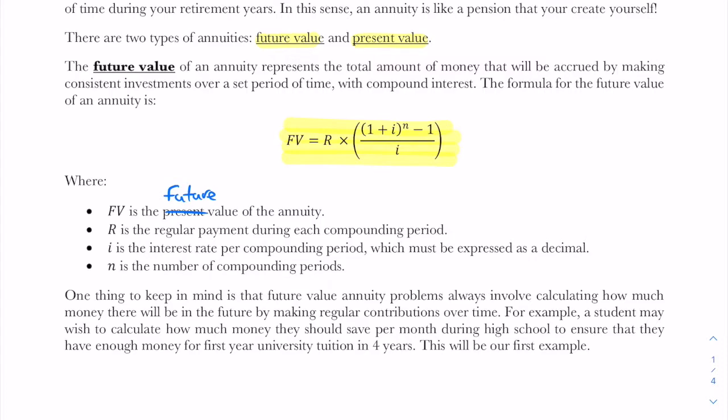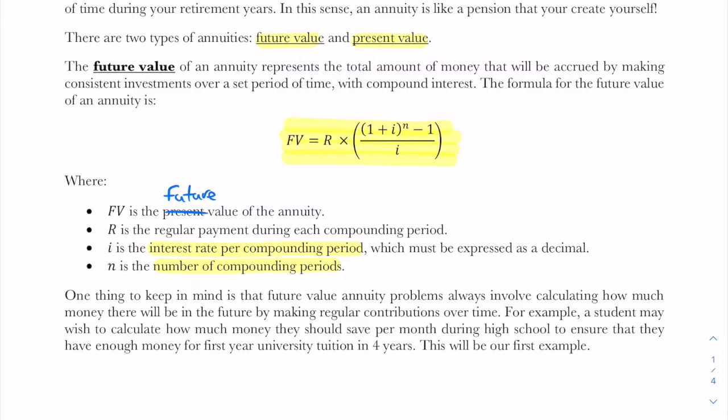R represents the regular payments during each compounding period. Little i would be the interest per compounding period, just like we looked at back in the simple and compound interest lesson. And n is the number of compounding periods. Once again, just like we learned back in the compound interest lesson. One important thing to keep in mind with future value annuities is that these problems always involve calculating how much money there will be in the future by making regular contributions over time.